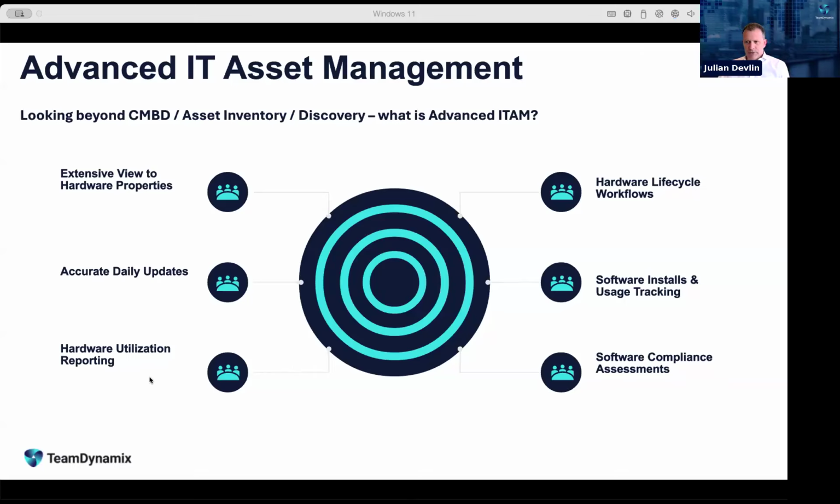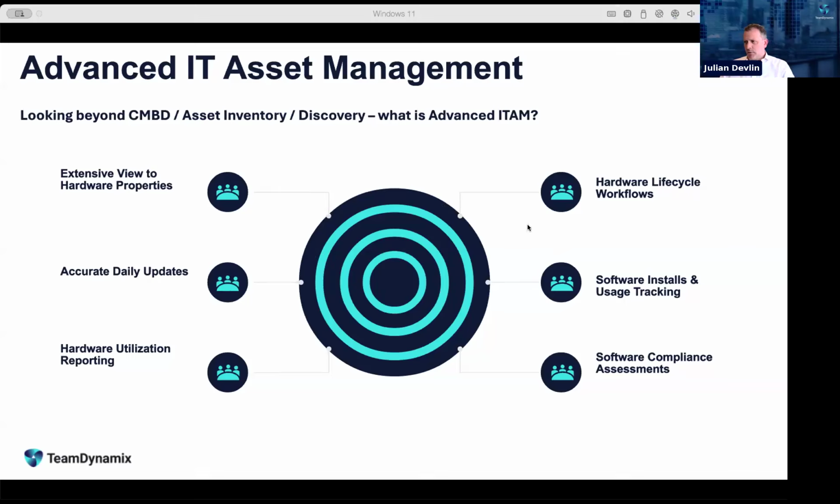Even beyond changes, you would want hardware utilization reporting. So you have a computer, you're able to see changes like you have plenty of disk space, but then is it being used? Who's using it? Is it being used every day? How long is it being used? Those sorts of answers are the ones that really tell you whether you need that computer.